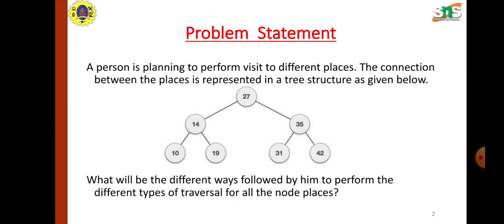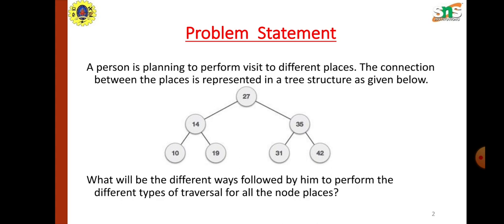In this given tree there are totally 7 nodes. So in this problem a person is planning to visit 7 different places, and while visiting he might be following any order for visiting all these 7 nodes. Since this is in tree structure, the visiting of all the nodes is technically called tree traversal.